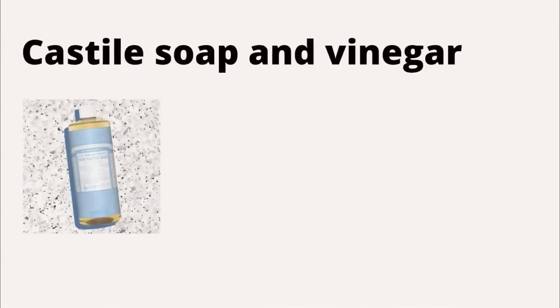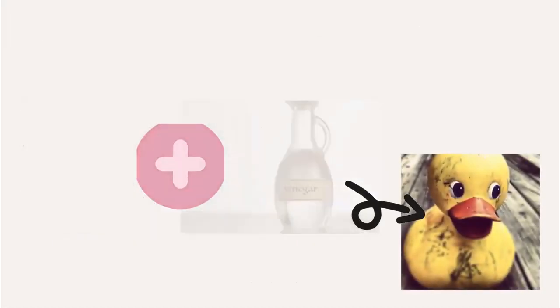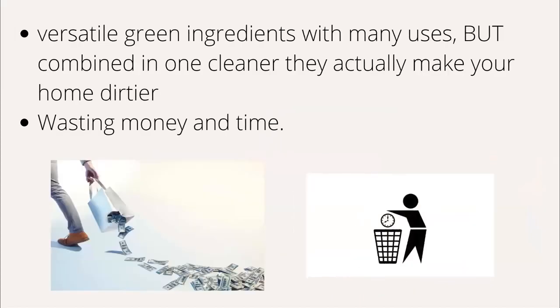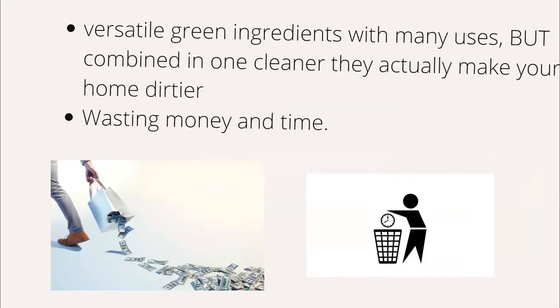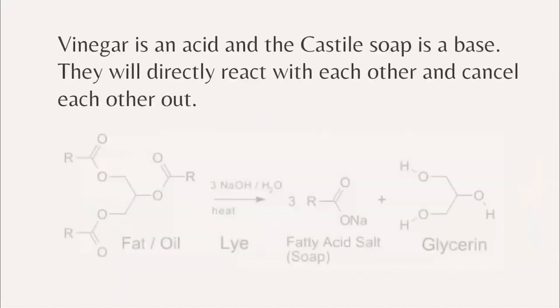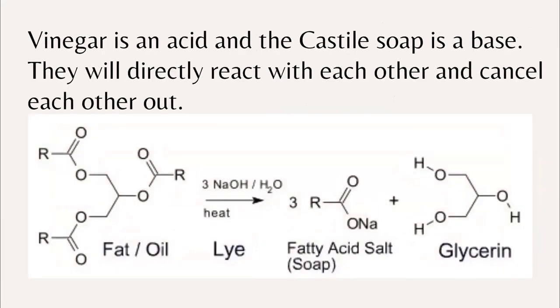The next will be Castile soap and vinegar. Versatile green ingredients with many uses, but never combine them in one cleaner, as it will actually make your home dirtier. It is wasting money and time. Vinegar is an acid and Castile soap is a base. They will directly react with each other and cancel each other out.